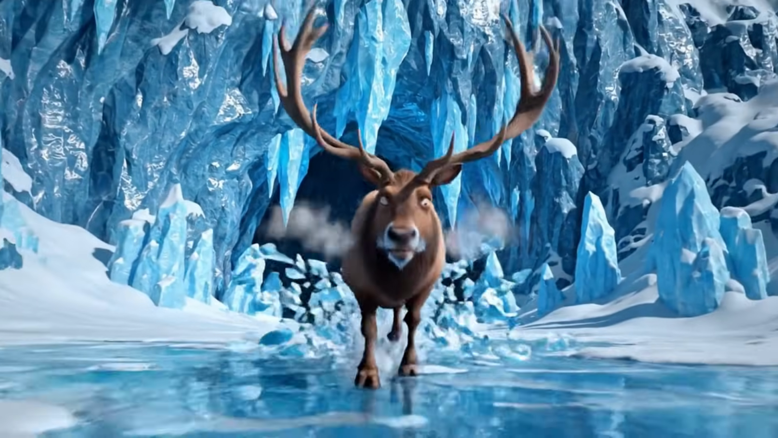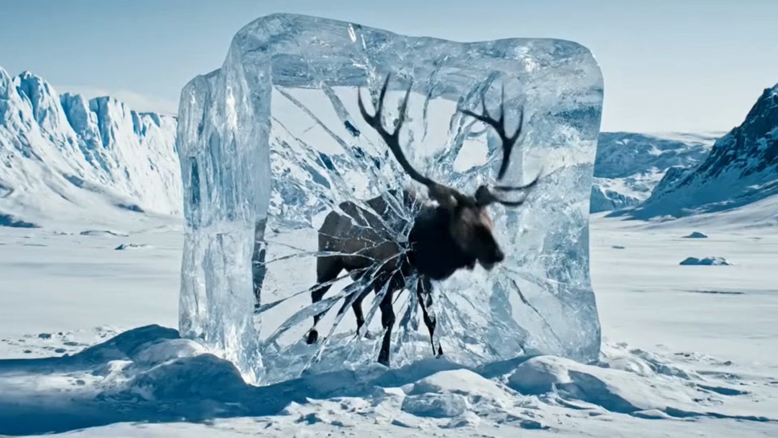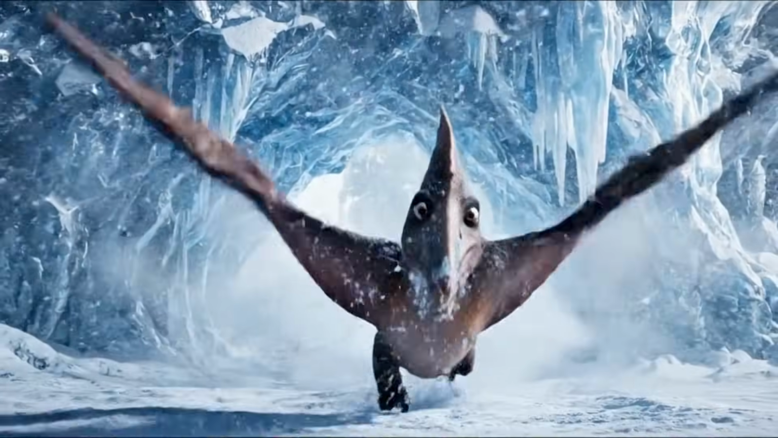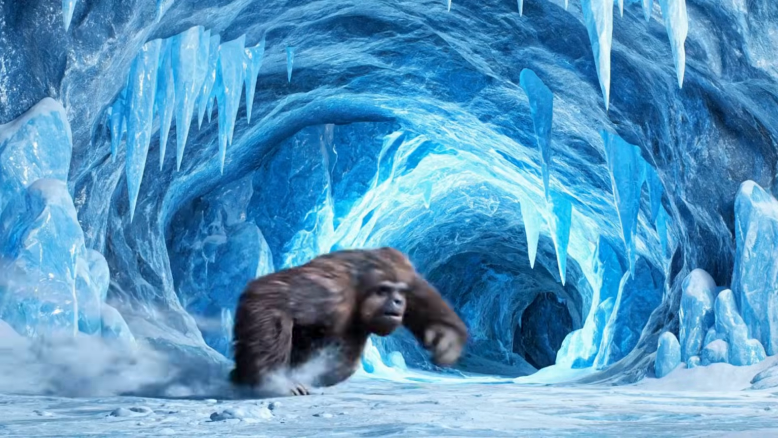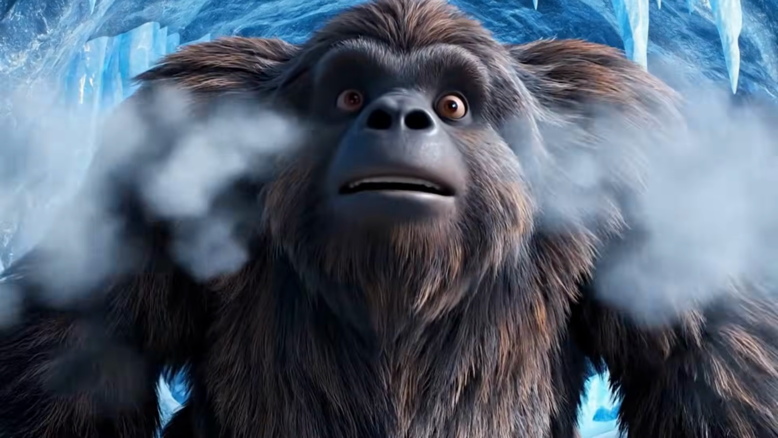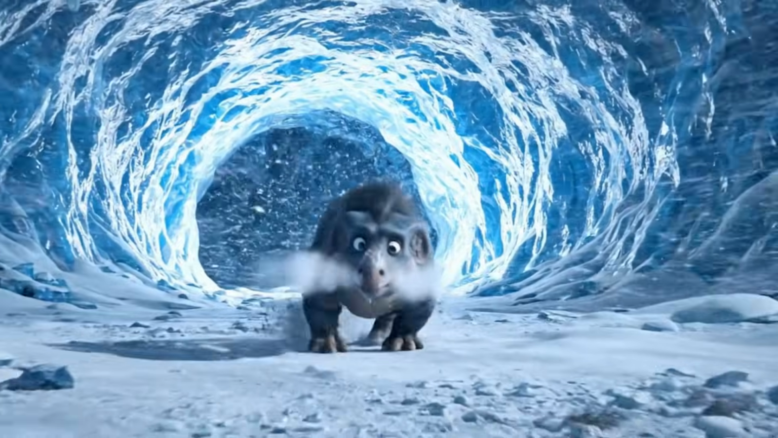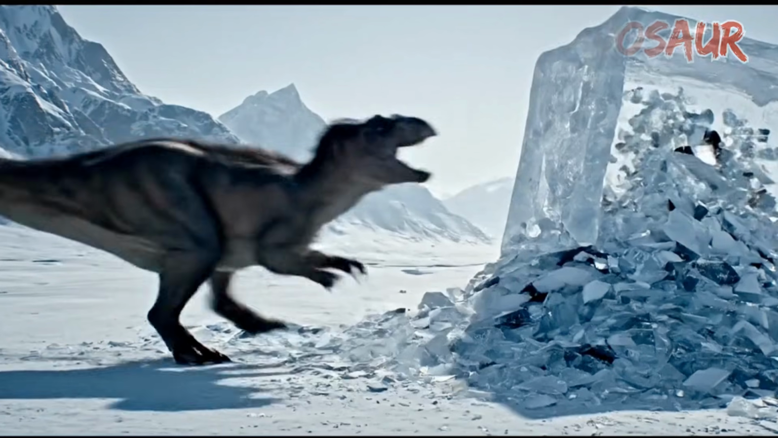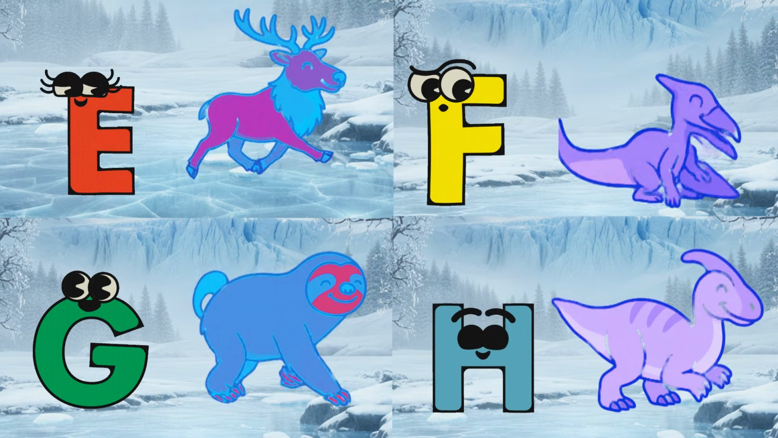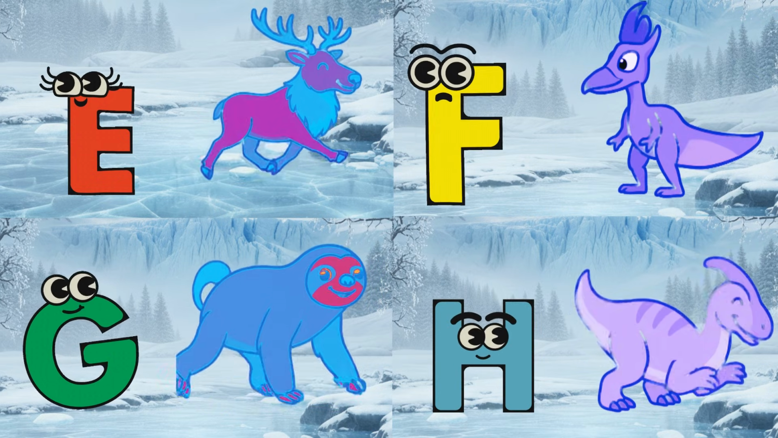E is for elk, clash, clash, clash. F is for flying pterosaur, screech, screech, screech. G is for giant sloth, munch, munch, munch. H is for hadrosaur, honk, honk, honk. E, F, G, H, Prehistoric Safari animals.